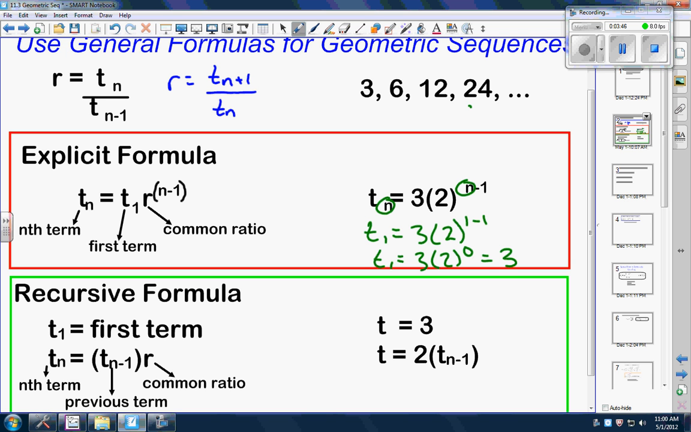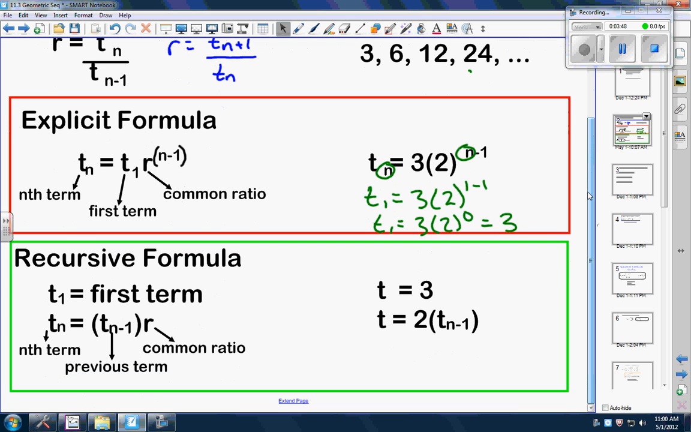Okay? You can see how we did it recursively down here. First term is a 3. You would find the nth term by doing 2 times the previous term. So explicits are probably more where we want to lean for equations.